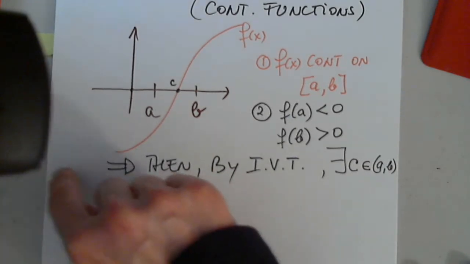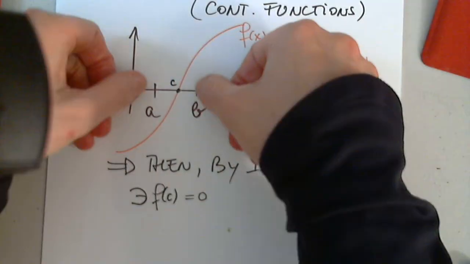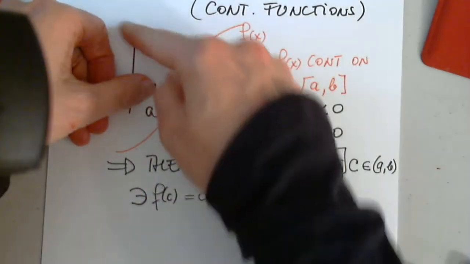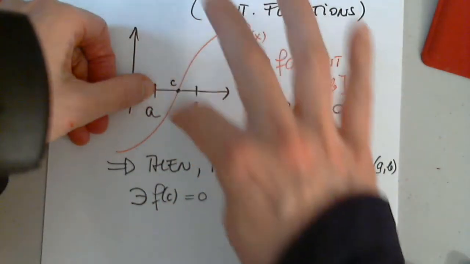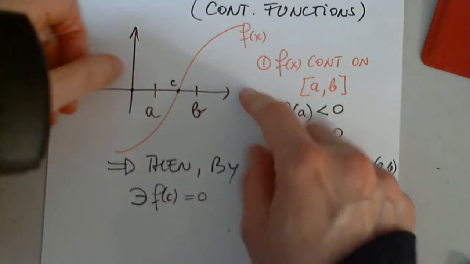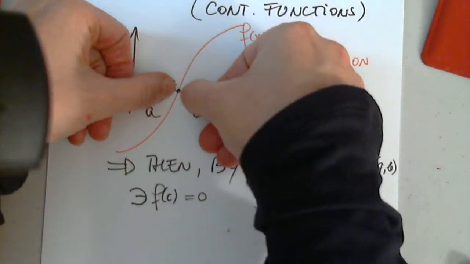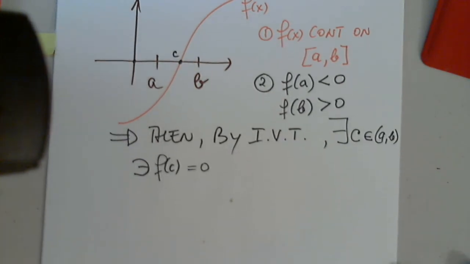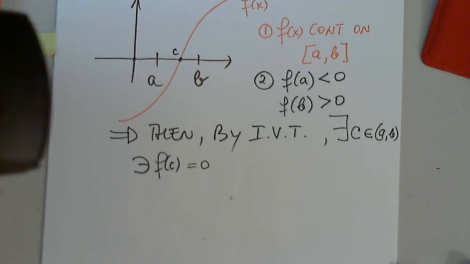One more time, if the function is continuous on an interval and it changes sign, either from negative to positive or the other way, from positive to negative on this interval, it cannot jump over 0. It has to cross the x-axis. It must have a point where the function is 0, or it has an x-intercept, or it's a root of the function. Does it make sense?